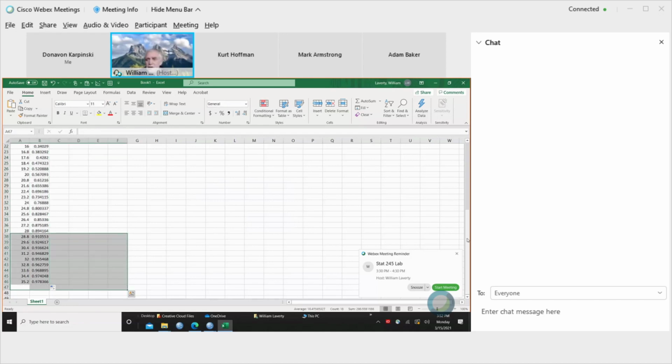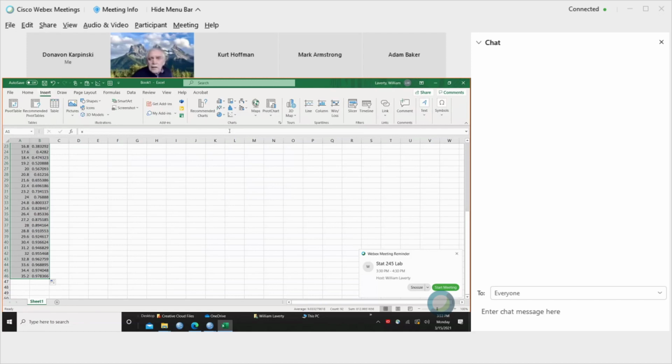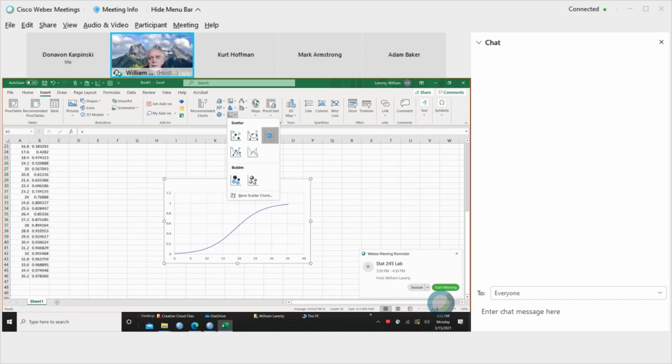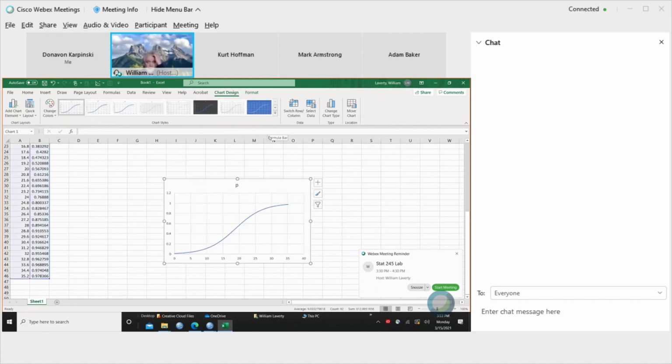So if I wanted to draw a graph of that, I'll just select the data that I want to graph, insert a scatter plot, but a smooth graph. So there's the graph here. Along the x-axis is the cell count. Along here is the probability of going into remission.